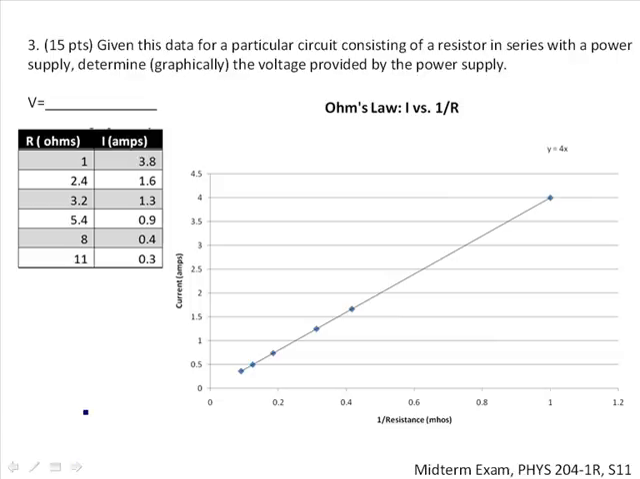Alright, given this data for a particular circuit consisting of a resistor in series with a power supply, determine graphically the voltage provided by the power supply. So this is the graph that you were supposed to create. Current on the y-axis and 1 over resistance on the x-axis, and then you find the slope of that line, and the slope is 4 volts. Some of you got a slope that is a little different, but the slope of this line really is 4 volts if I do a least squares fit to it. But I accepted anywhere from say 3.7 to 4.3 or whatever.